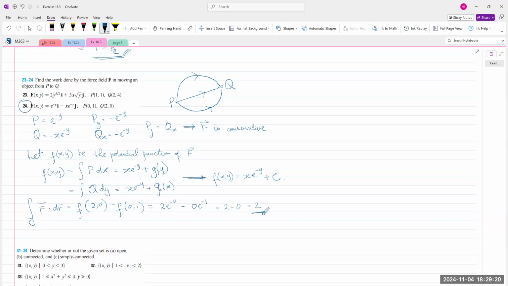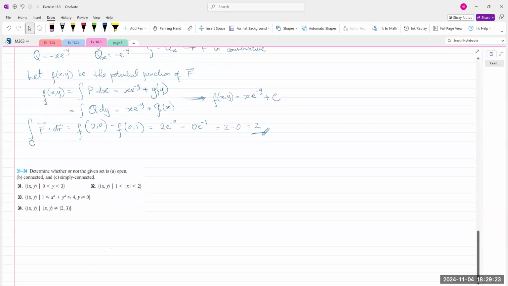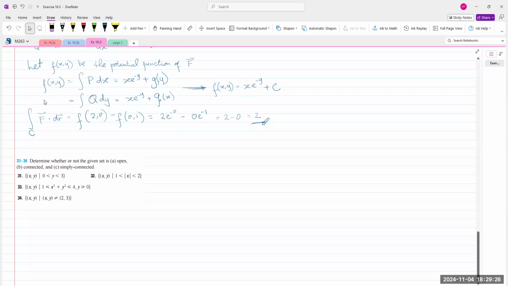Okay, now we are basically done with this section, but some other discussion worth mentioning. Number 31 to 34, determine whether or not the given set is open, connected, simply connected. Note, a set is open, in this case a region is open, if it does not contain the boundary.